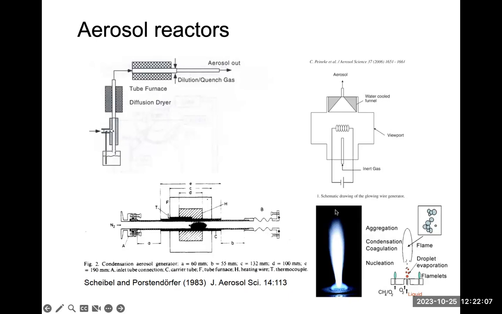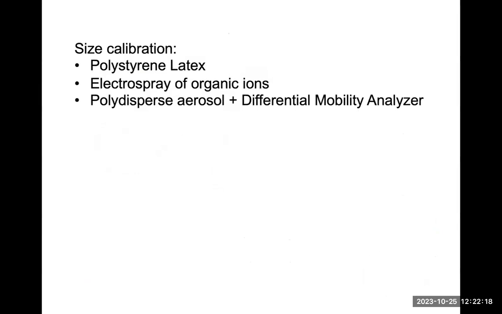And then we could also use combustion to generate aerosols, for example, the soot particles or many types of the metal oxide nanoparticles. So we have talked about these aerosol reactors. So get back to the question that when we want to calibrate our aerosol instruments, we also need to provide the materials for us to calibrate them, right? So this involves the size calibration.